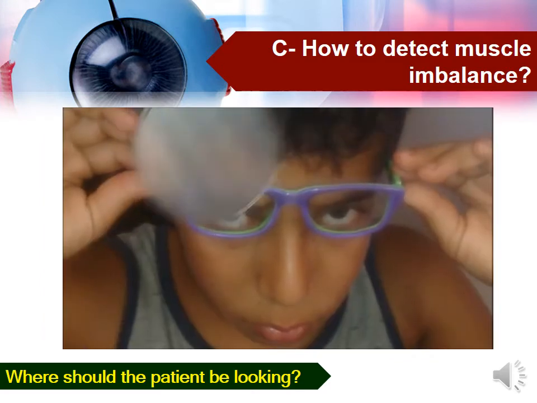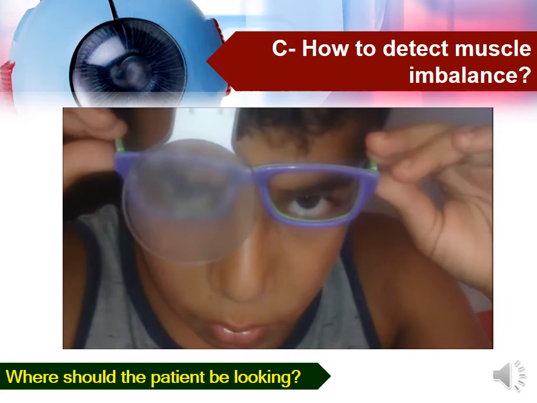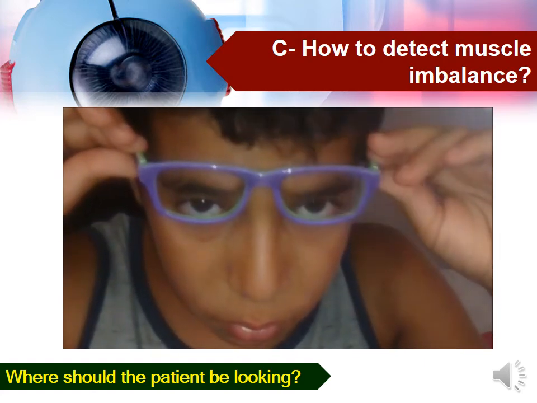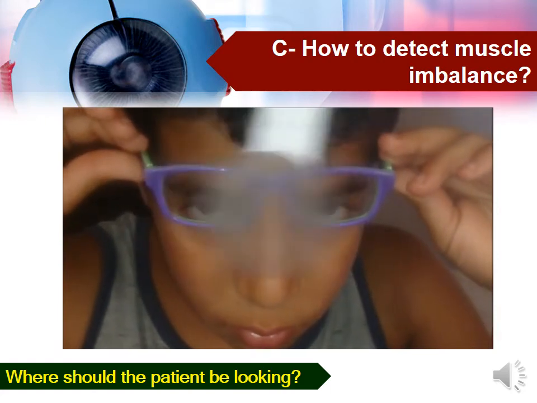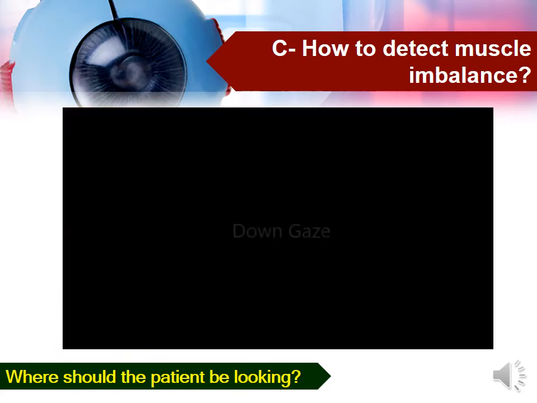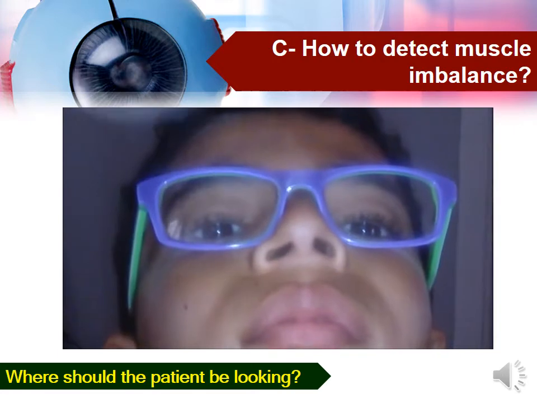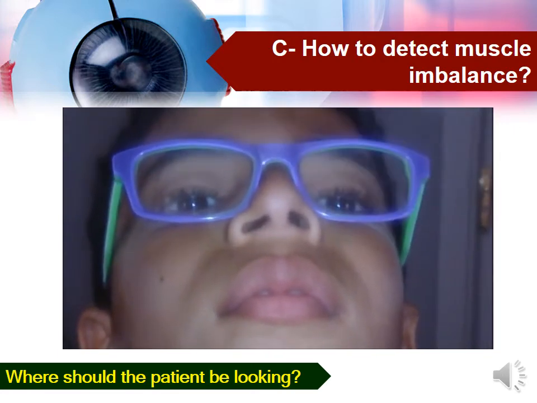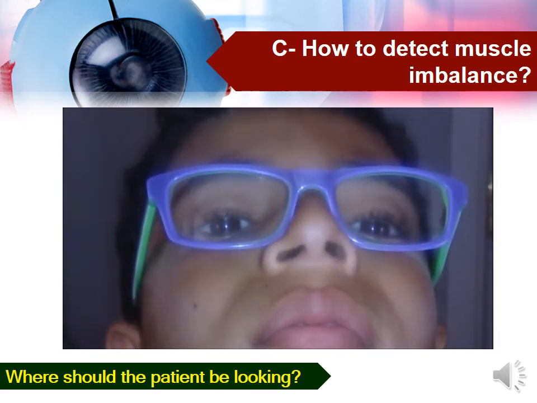After doing the cover test with the patient in the primary position, the tests are done again in up gaze and down gaze. This is done by asking the patient to look at a distance target and tilting the head approximately 25 degrees down or up to test the alignment in up gaze and in down gaze respectively.